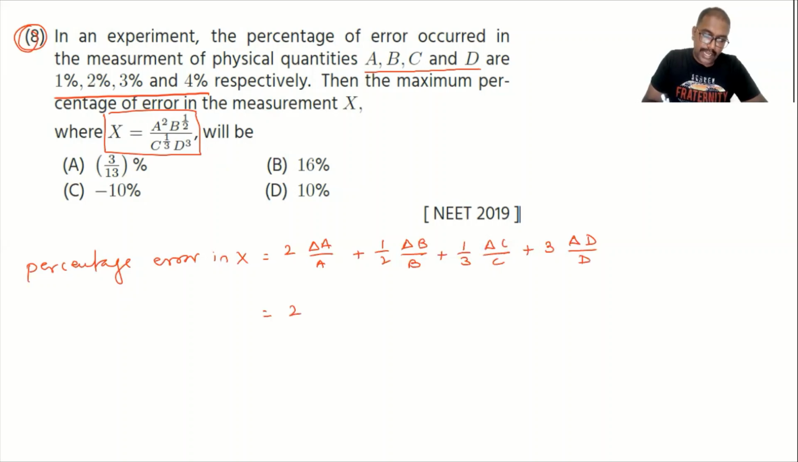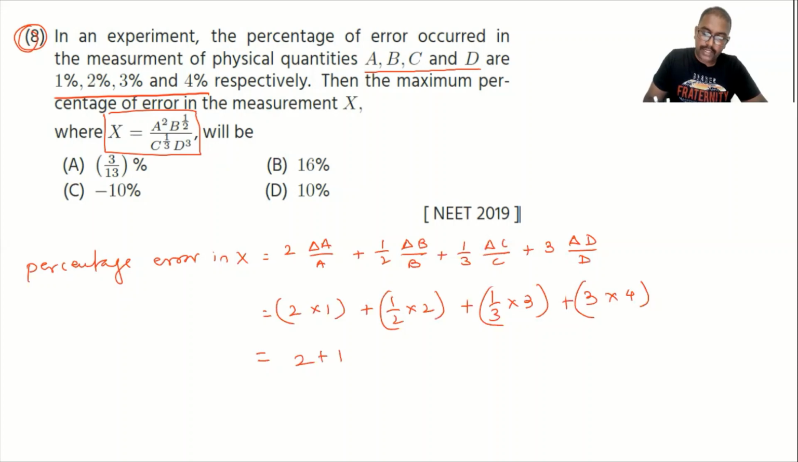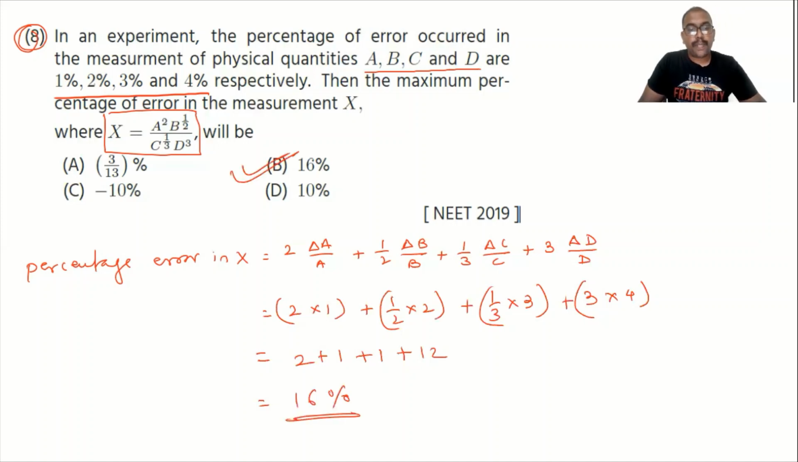So 2 into error in A is 1%, plus 1 by 2 error in B is 2%, 1 by 3 error in C is 3%, 3 into error in D is 4%. So here 2 plus 1 plus 1 plus 12, so it is coming 12 plus 2, 14, 15, 16, 16%. 16% is written in option B. So option B is the correct answer for this MCQ.